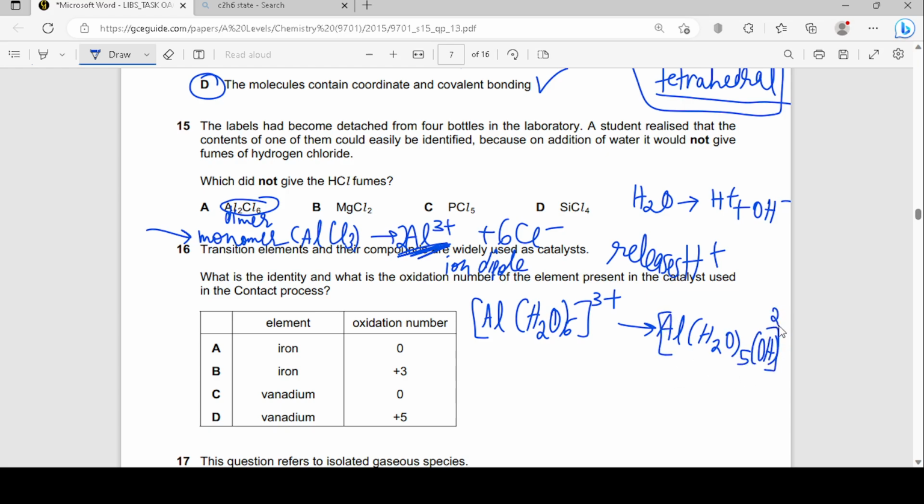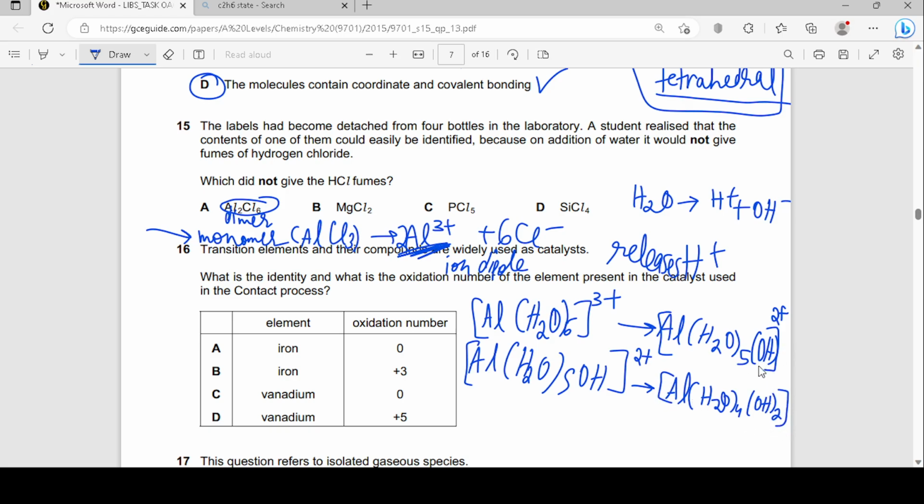All right, and then it continues on. So you get [Al(H2O)5(OH)]2+, further dissociating to give [Al(H2O)4(OH)2]+ plus H+. Okay, I forgot to add the H+ here by the way.